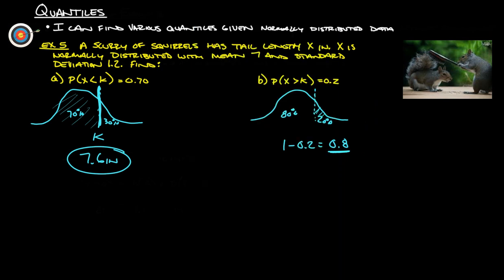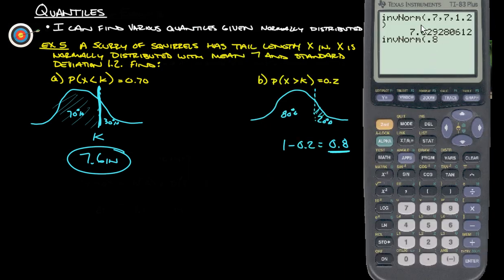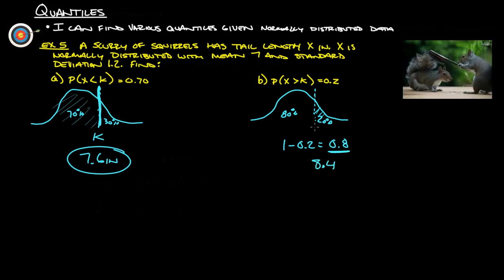Oops, wrong calculator. That's what we're going to put in right there for our first number, and then it's still the same 7, and the standard deviation is 1.2, 7 for the mean, right? Put that, and we get 8.4, we'll call it 8.4. So right here at 8.4, the top 20% of tails is going to be more than 8.4. The bottom 80% is going to be below 8.4. Okay, so 8.4 inches for that.